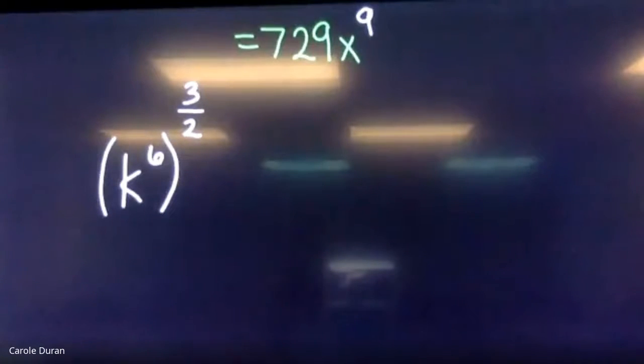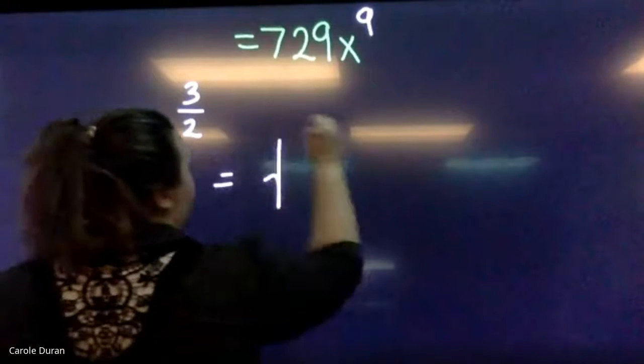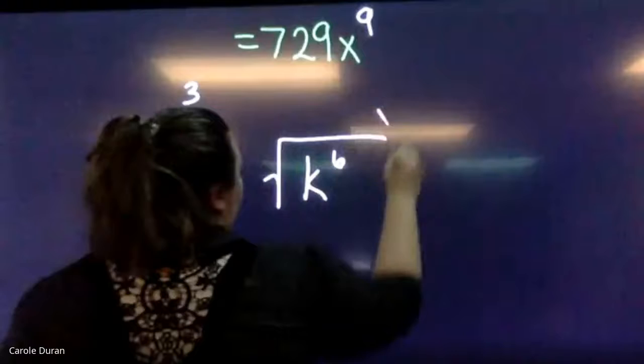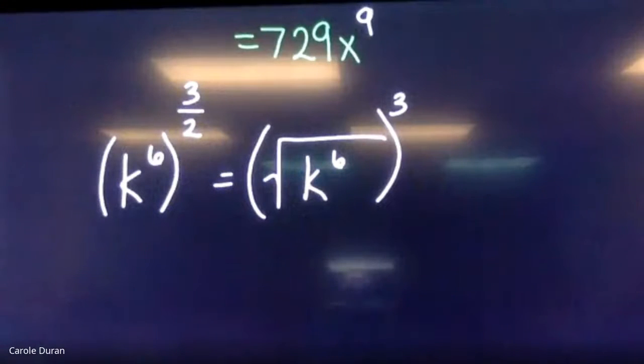Other than that, we're good. Right, that was our first step. I rewrote it as the square root of k to the 6th, all raised to the 3rd power, correct? Okay, I'm going to break k down now into 6 k's, and I'm looking for identical groups of how many? 2, because that's what my root is.